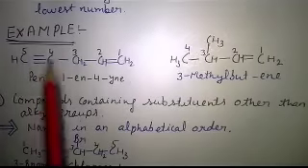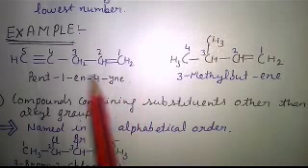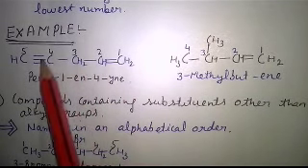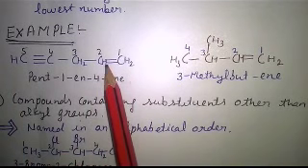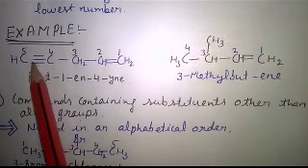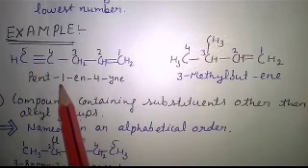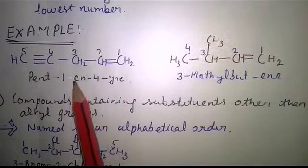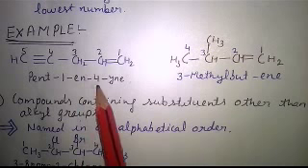There is an example of an organic compound. In this organic compound we number from the right side 1, 2, 3, 4, 5. In position 1 there is a double bond, and in position 4 there is a triple bond. So its name is pent-1-en-4-yne. In position 1 a double bond, in position 4 a triple bond, so ene and yne.